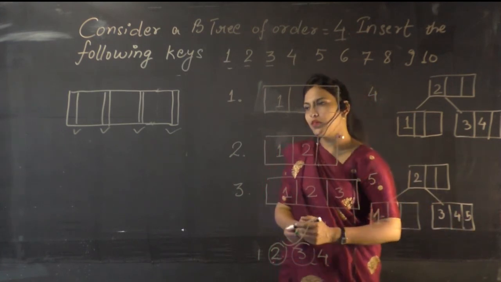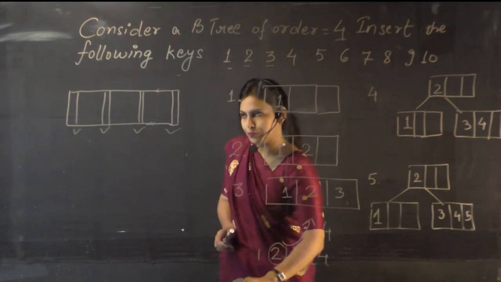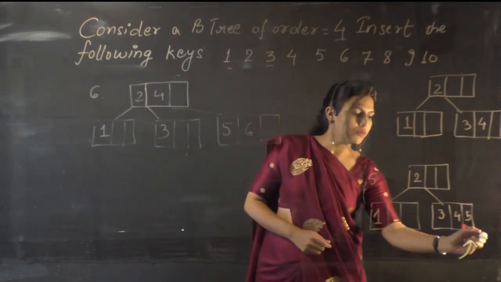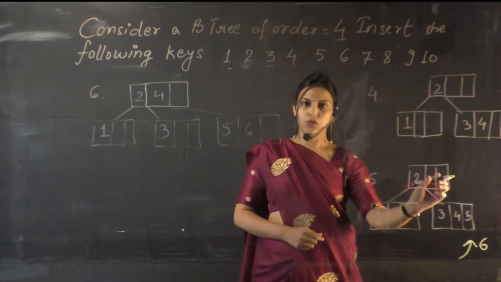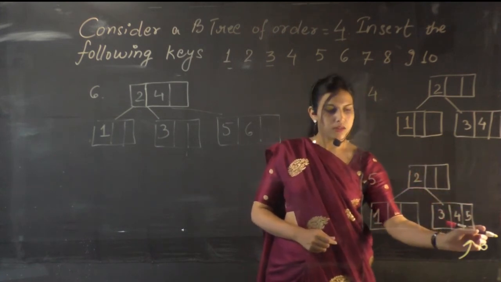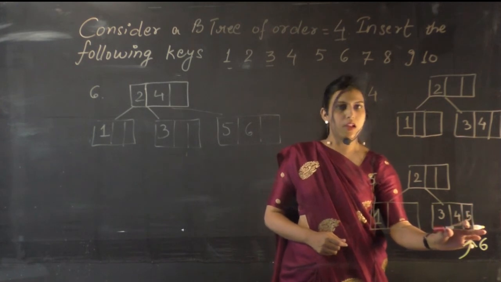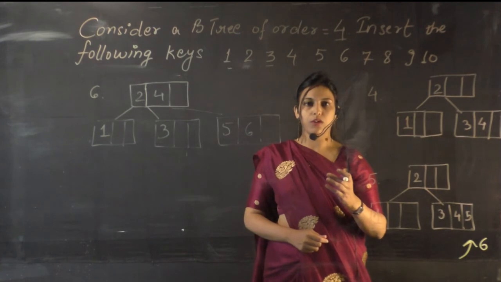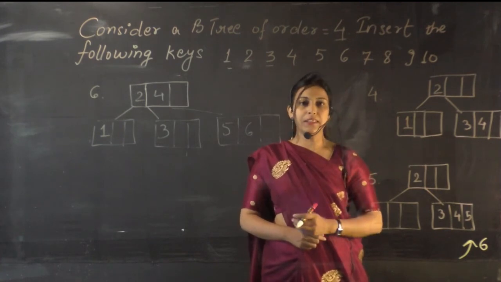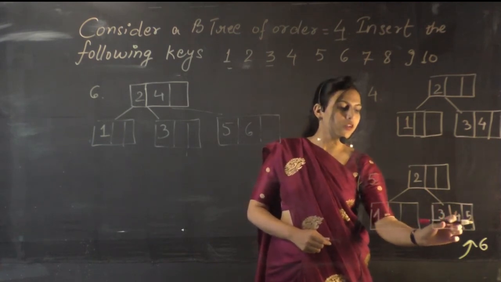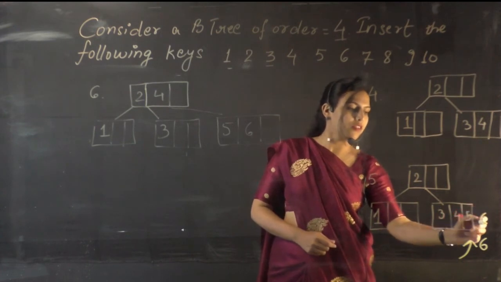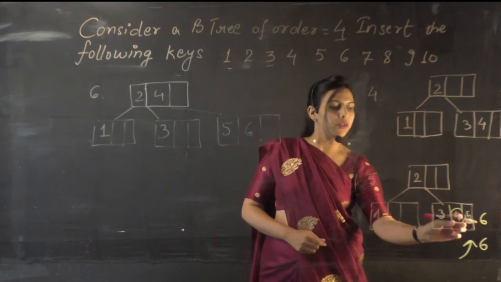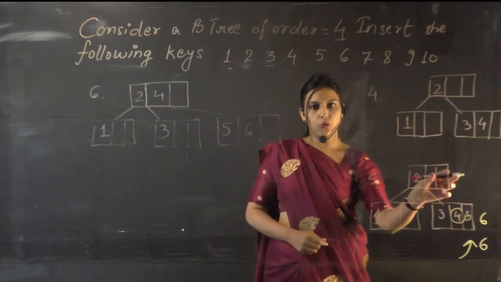Now in the next step, sixth element will come. When sixth element will be inserted, 6 will come here because 6 is greater than 2, so it will automatically come at the right side. Now again at this level we can accommodate only 3 key values, and 6 will be the 4th key value. So again we have to find the median. Now the median for the elements 3, 4, 5 and 6 will be 4. So automatically the 4th element will be moved towards the root position.